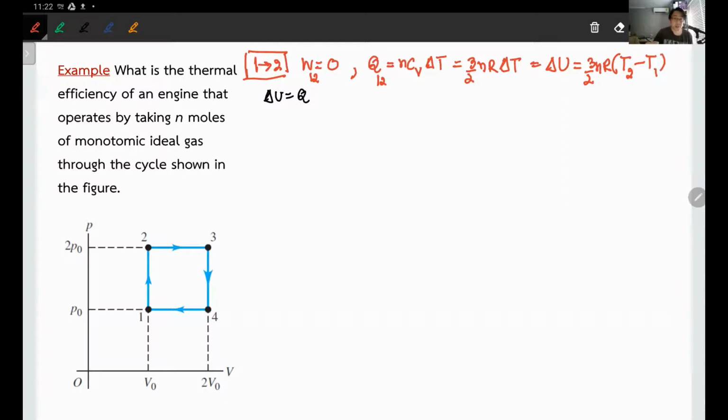Final minus initial. However, for this one, we don't have the information about the temperature, but we have the information about the volume and pressure. So that's fine. We can use the equation of state to turn this into nRT. Let me write: 3/2 nRT2 is going to be P2V2. You guys with me? PV equal to nRT. nRT1 is going to be P1V1.